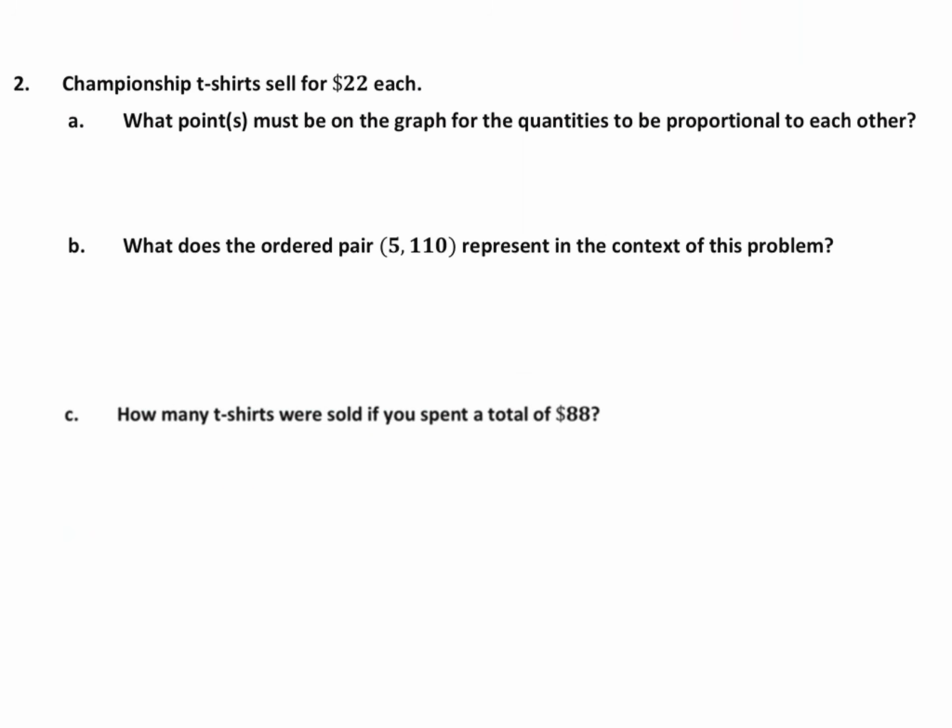Number 2, championship t-shirts sell for $22 each. What points must be on the graph for the quantities to be proportional to each other? Well, we know that graphs that are proportional go through the origin, so that has to be on there. And it also says that they sell for $22 each, which means one t-shirt costs $22.